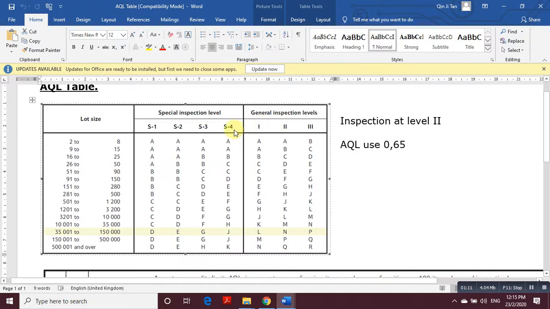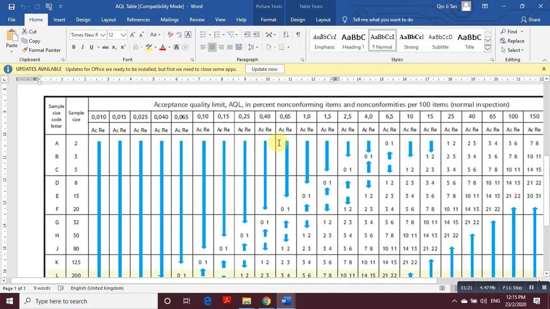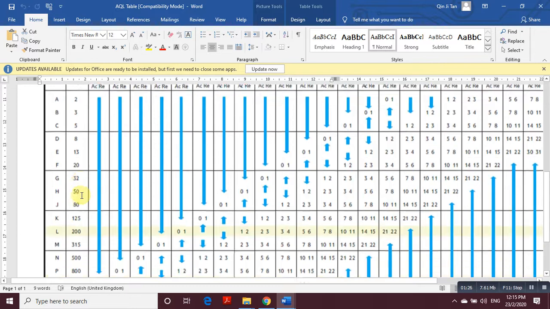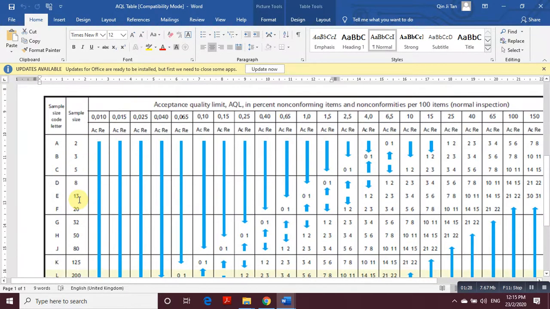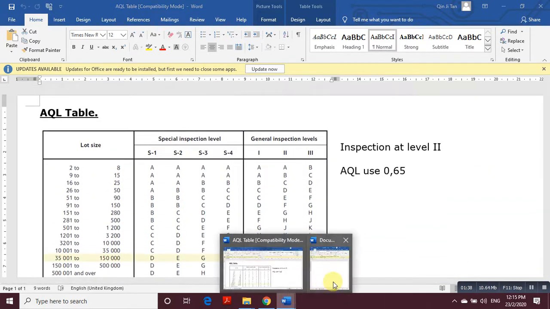When the column moves more to the left, it means it is a more stringent inspection level. And then the table below will help you decide the sample size that you need to take, and how many rejects we can accept for the set sample size. We can have some examples over here.